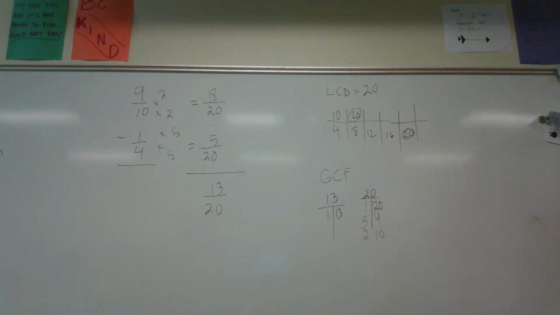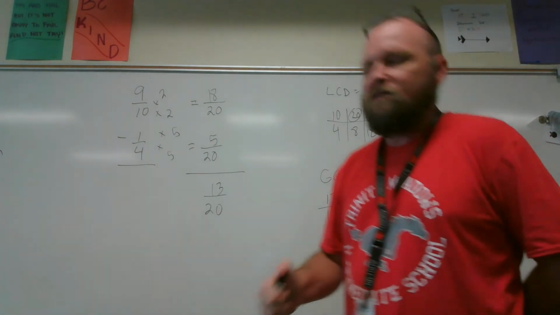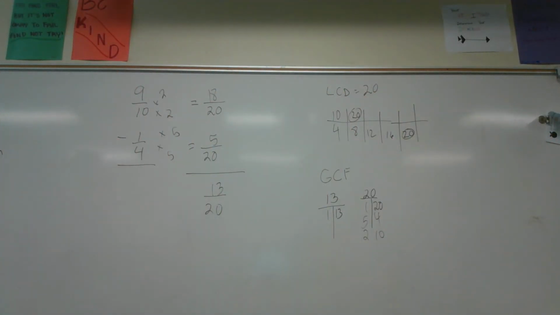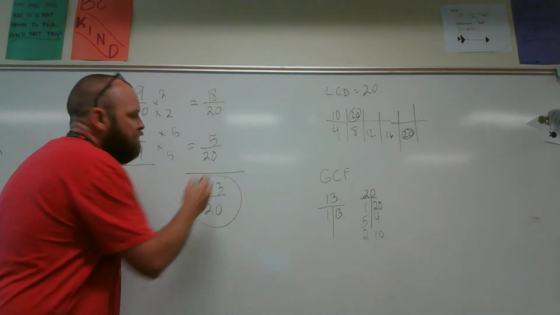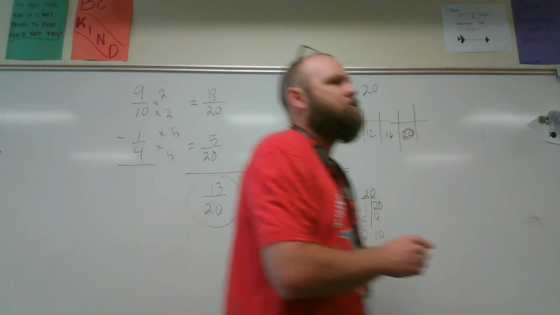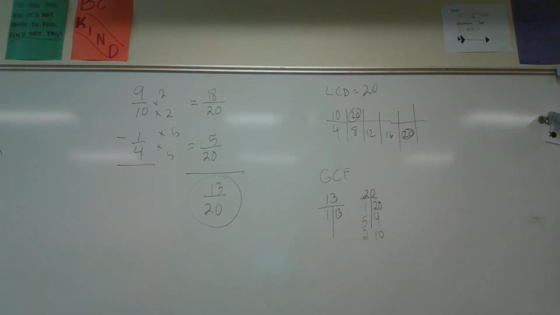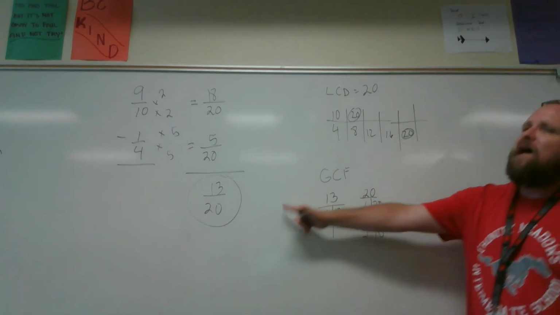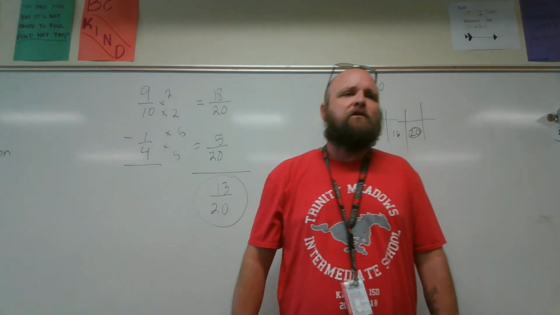Blake. Say that's it. That is it. Awesome. Kate, what is the greatest common factor for 13 and 20? 1. If the greatest common factor is 1, that fraction is in lowest terms, cannot be simplified any further. That would be your final answer.